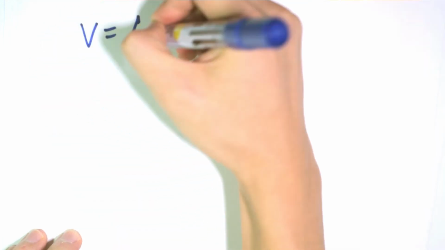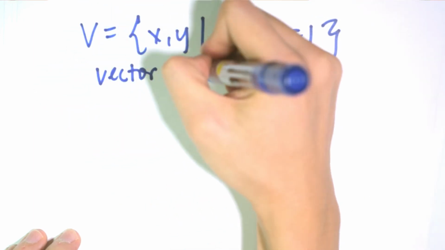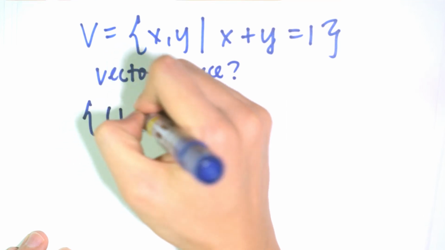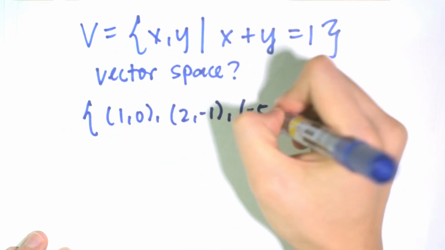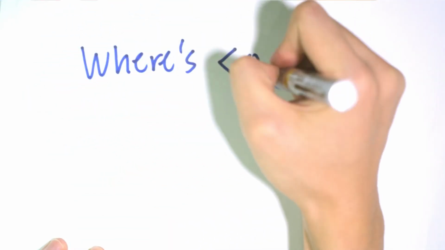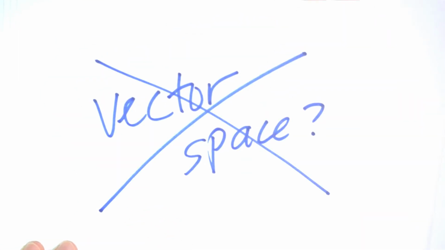Okay, let's look at another example. Is the set V equals (x, y) such that x plus y equals 1 a vector space? Some vectors contained in the set are (1, 0), (2, -1), and (-5, 6). However, we notice that the zero vector, (0, 0), is not contained in this set, since 0 plus 0 does not equal 1. Therefore, since the set does not contain the zero vector, it is not a vector space.